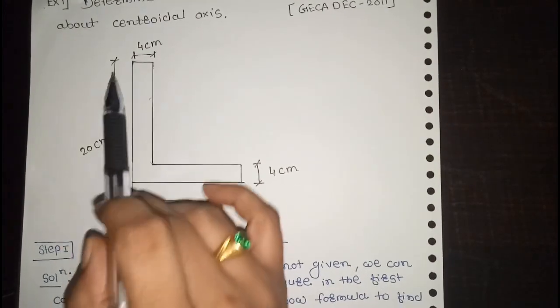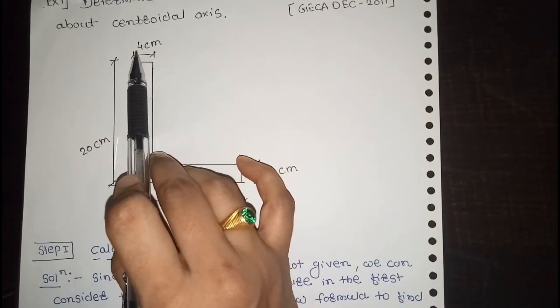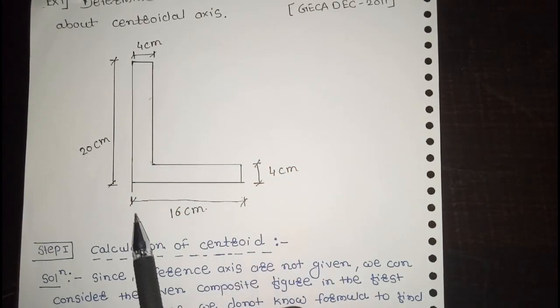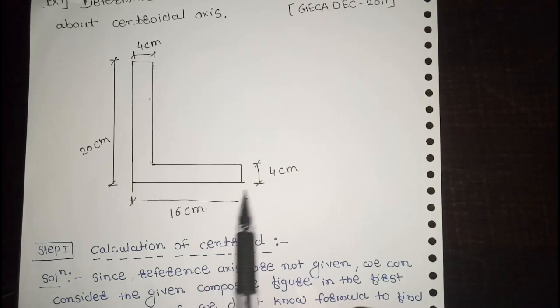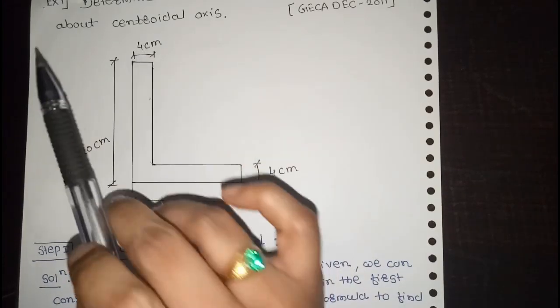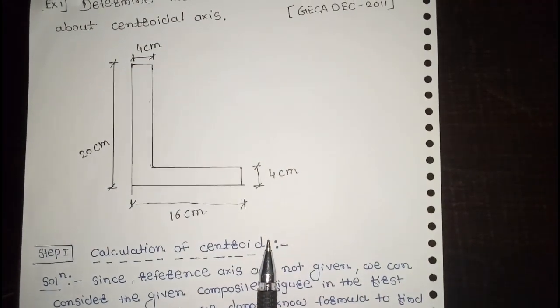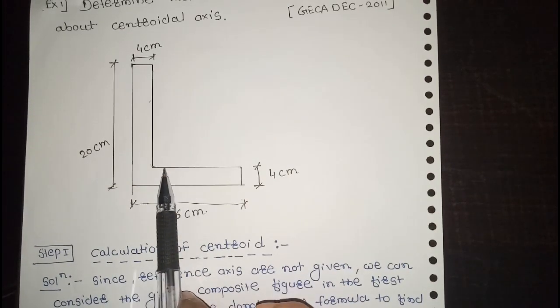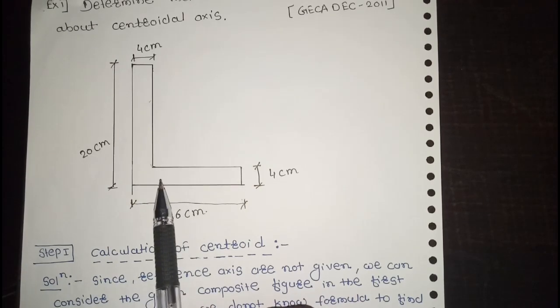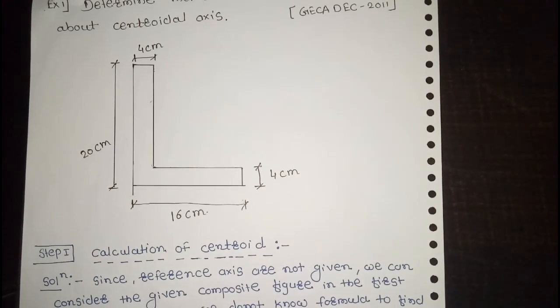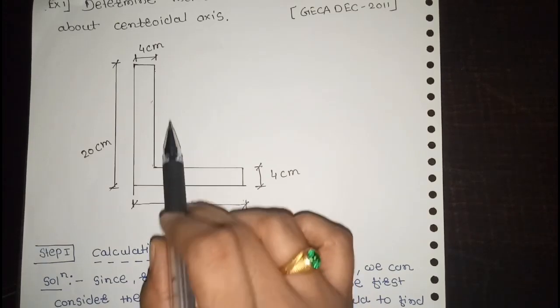So this is the L section. L section having depth of 20 centimeter and width of 16 centimeter, and this part is 4 centimeter. In this diagram, reference axes, means x and y axis, are not given. So we can consider the given composite figure in the first quadrant. First of all, calculate the centroid of L section.